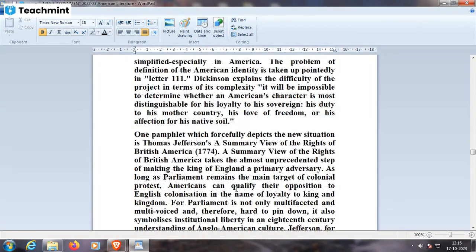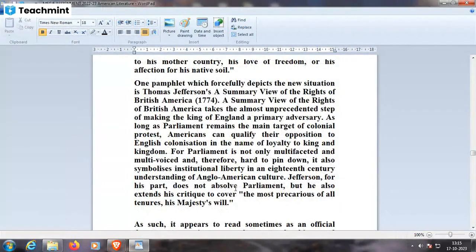So one pamphlet which forcefully depicts the new situation is Thomas Jefferson's A Summary View of the Rights of British America, 1774. A Summary View of the Rights of British America takes the almost unprecedented step of making the King of England the primary adversary. As long as Parliament remains the main target of colonial protest, Americans can qualify the opposition to English colonization in the name of loyalty to King and Kingdom.